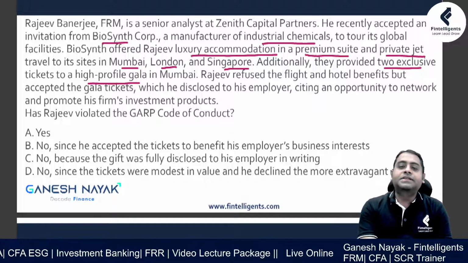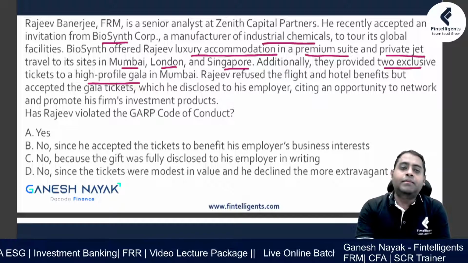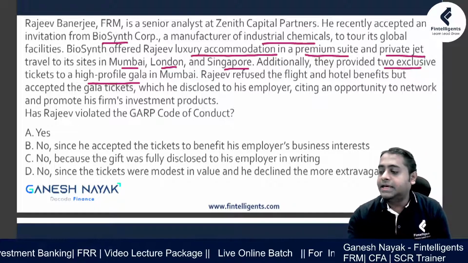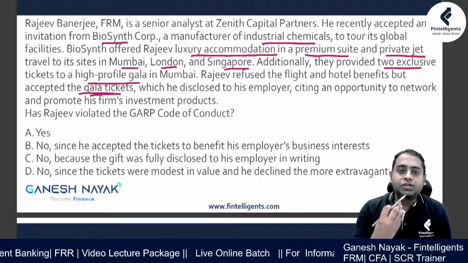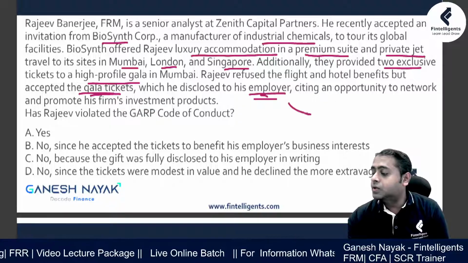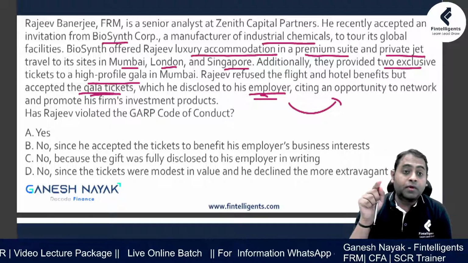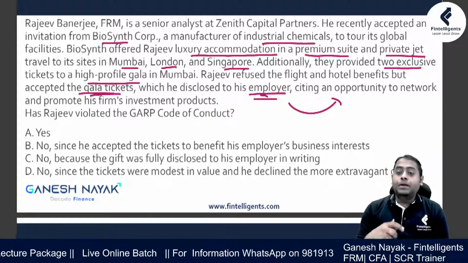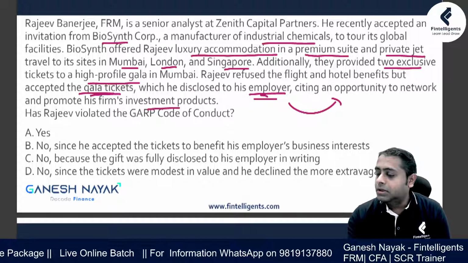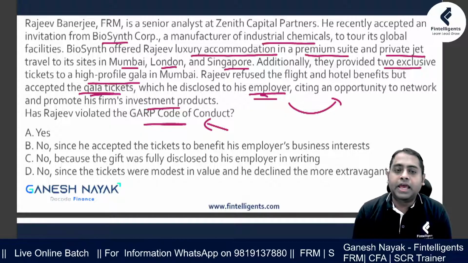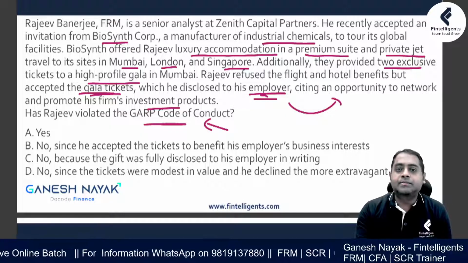Okay, so Rajiv has refused the hotel and the airplane, but he is accepting that ticket for the dinner, which he has disclosed to his employer. He has already informed them. Why is he going there? Because he is going to promote the company's product. Is there a breach? A lot of people are saying A. Yes, it's a breach. Why?